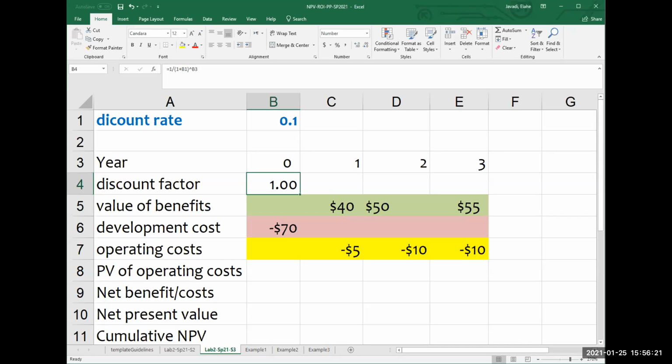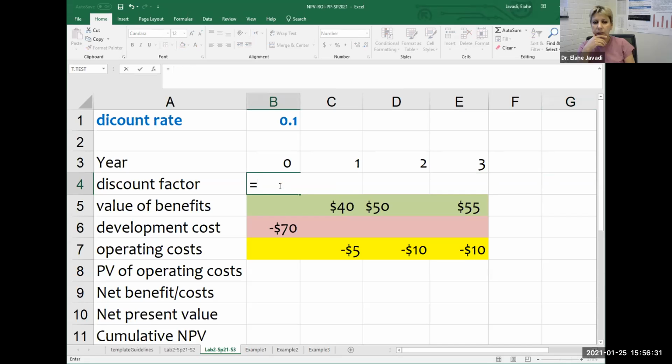Could you show the math again? For some reason, mine is just giving me a different answer. Oh, I clicked on the wrong cell. I see. Equal sign, 1 over, parenthesis open, 1 plus, select your discount rate, that's in B1, parenthesis close, raise to the power, select number of years.